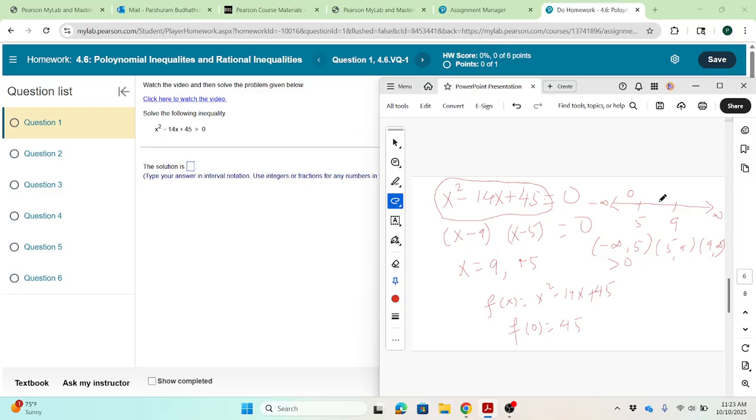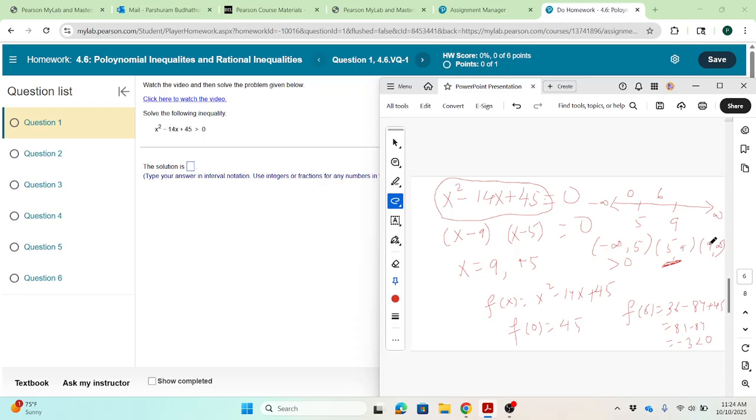We need to do the same thing for here. Choose something greater than 5, let's say 6. Find the value of the function at 6. It would be 6 squared, which is 36, minus 14 times 6, which is 84, plus 45. Is that greater than 0? No, it's less than 0, because 36 plus 45 is 81. So it's 81 minus 84, which is -3, which is less than 0. So on this interval, the function is negative.